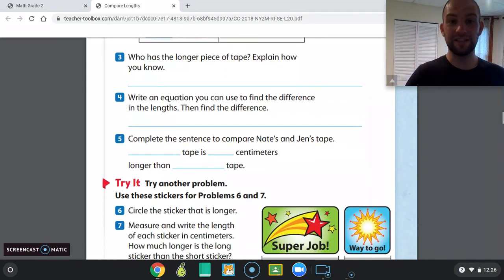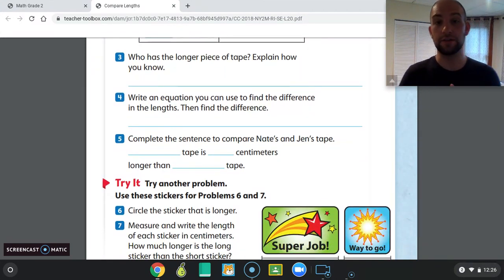So if we were going to complete this sentence down here to compare Nate's and Jen's tape, we would say that Nate's tape is 5 centimeters longer than Jen's tape.